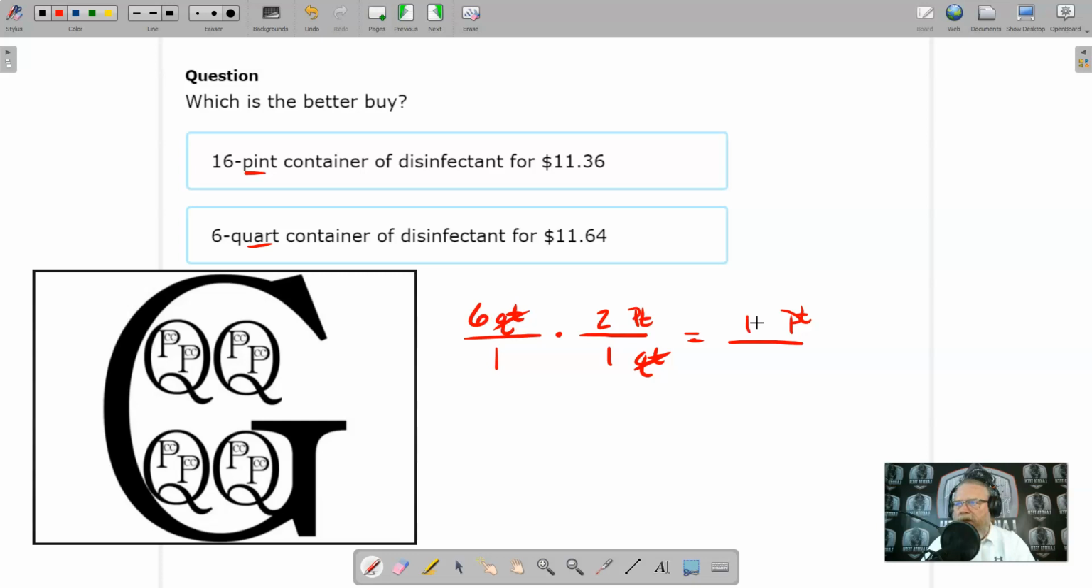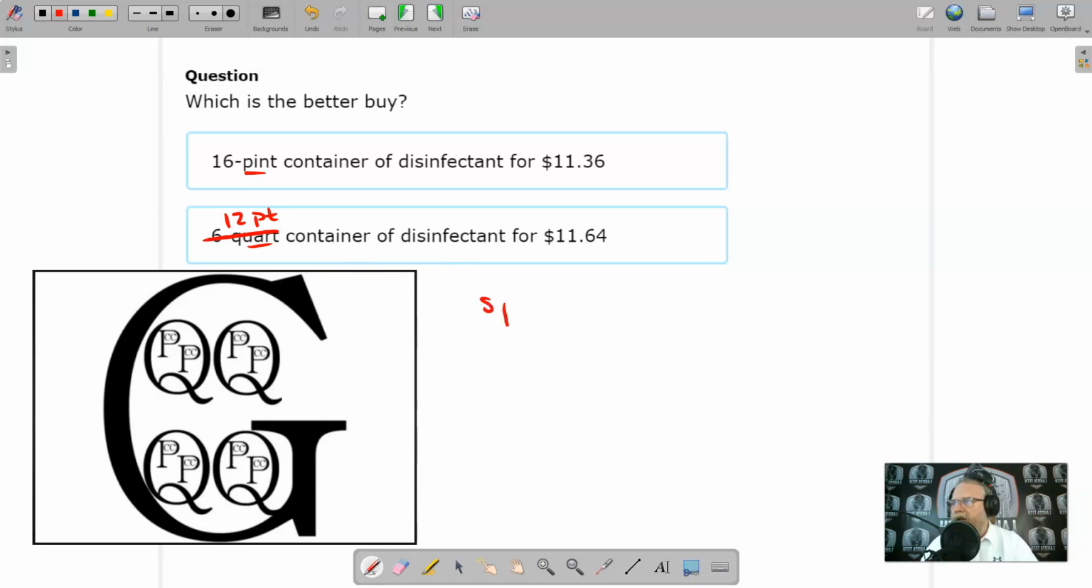6 times 2 is 12. And 1 times 1 is 1, and any number over 1 is equal to itself. So we're talking about 12 pints here. We took 6 quarts, ran it through a conversion factor, did the multiplication, and we found out that 6 quarts is the same as 12 pints. Now that we're working with pints compared to pints, let's go ahead and do our regular math that we've been doing, like we had in the other problems.